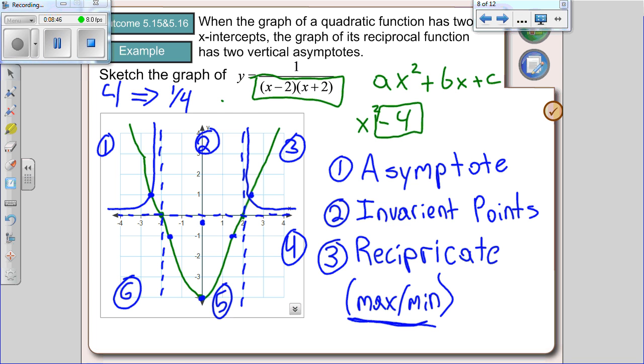The reason we do that first is because that's where you're going to start reciprocating. You're going to start there. You're going to run along the side of your asymptote until you get to an invariant point. Then you're going to run along the other side of the asymptote, and then you're going to do the same thing the other way. Run along the asymptote, hit your invariant point, run along your asymptote. Yeah, it would be -4, it would be -1/4.